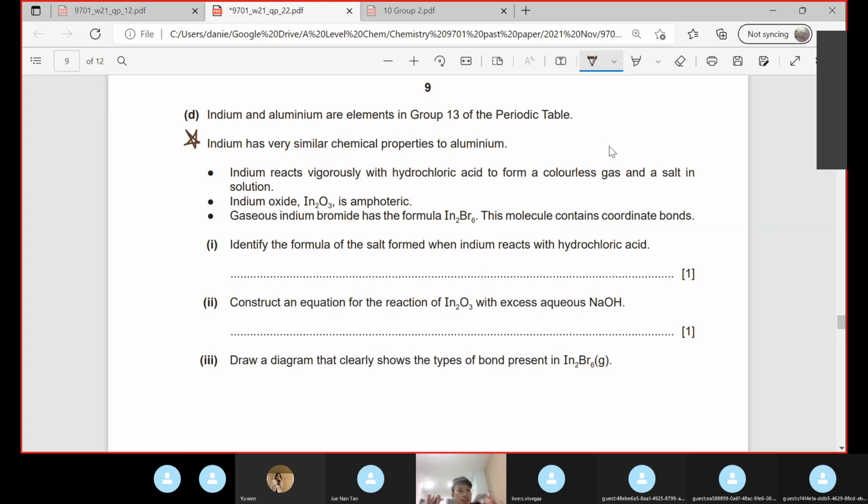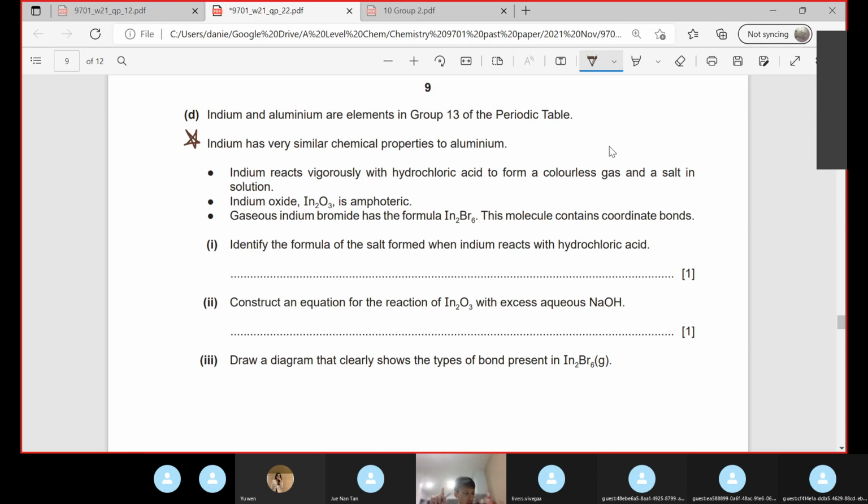They will give you something that you never learn in your syllabus. For example, indium. You never learn it in your syllabus, but they give you a reference, which is aluminium. You learn aluminium in your syllabus. So whatever aluminium reactions you learn in the notes, now you just replace the aluminium with indium. That's all.